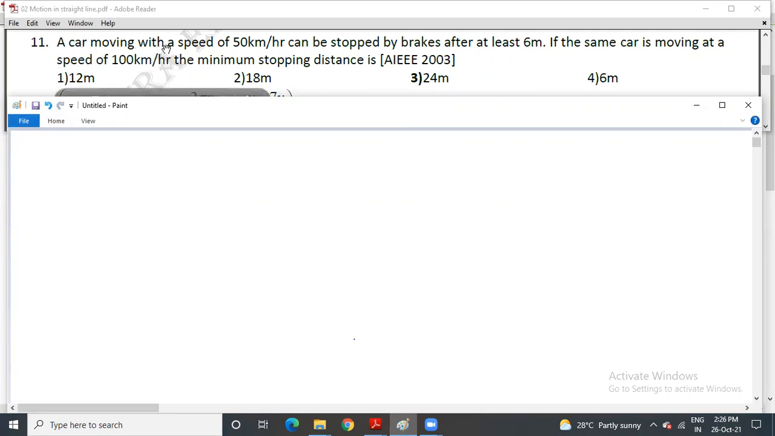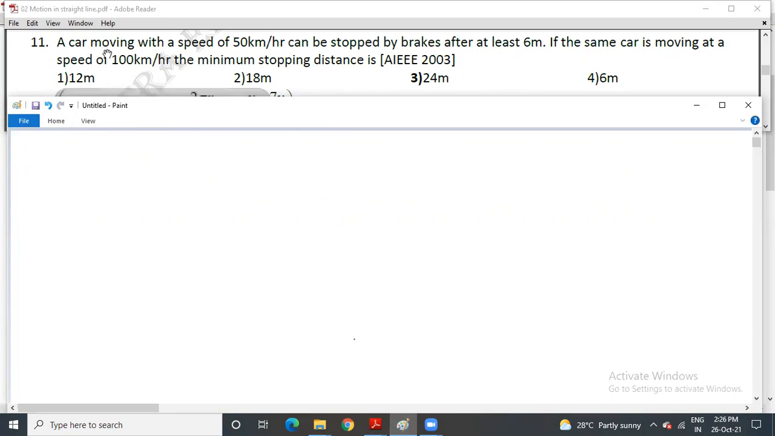A car moving with a speed of 50 kmph can be stopped by brakes after at least 6 meters. If the same car is moving at a speed of 100 km per hour, it means the speed is doubled. So the minimum stopping distance is?